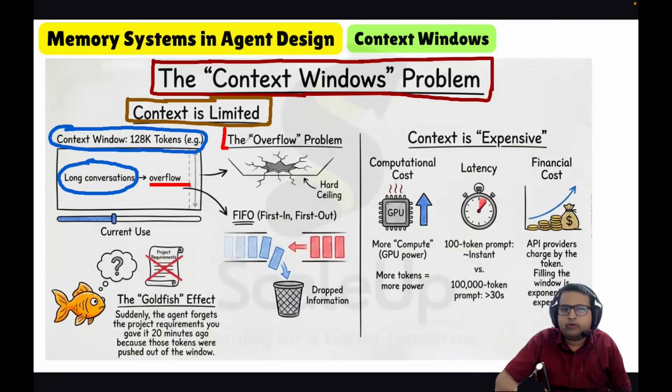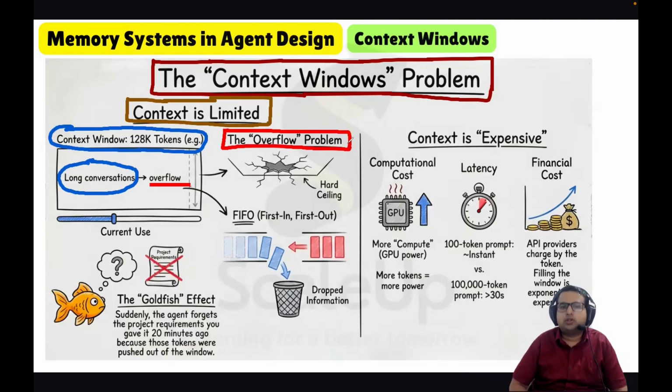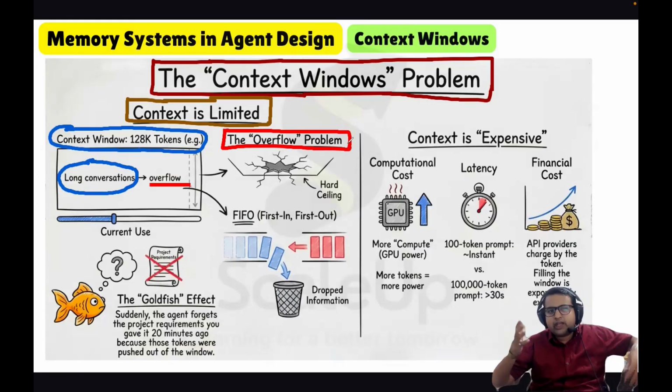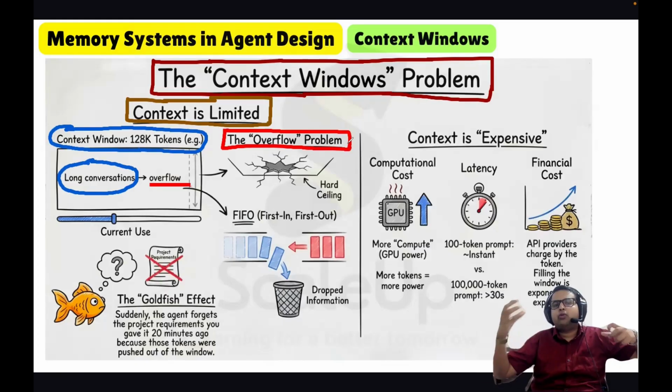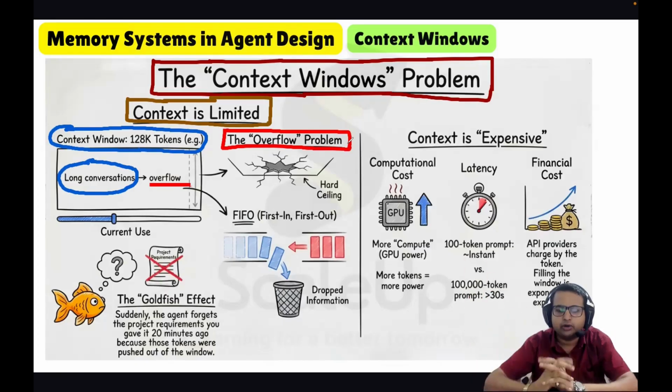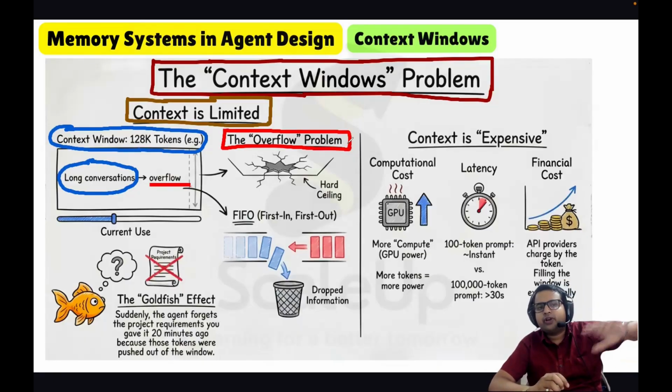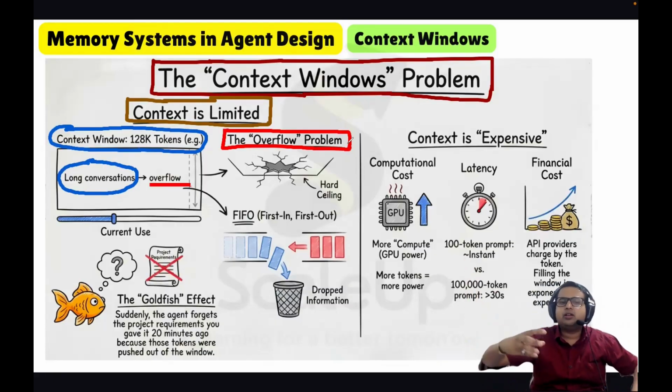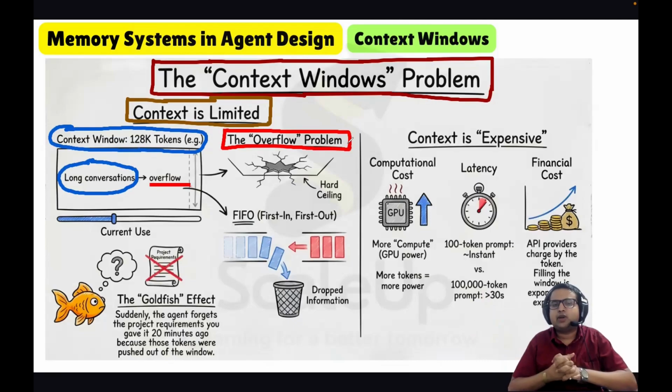And the overflow problem, let us discuss. When the conversation exceeds the limit, when the context window gets fully filled up, the system faces a hard ceiling because the context window is fully occupied. Now there is no space to add more information to the context window. So to keep working, we have to flush out some information from the context window to make room for the new incoming information. So that's the overflow problem.